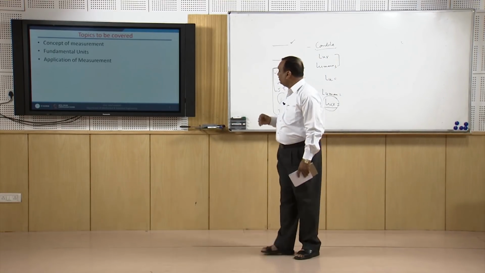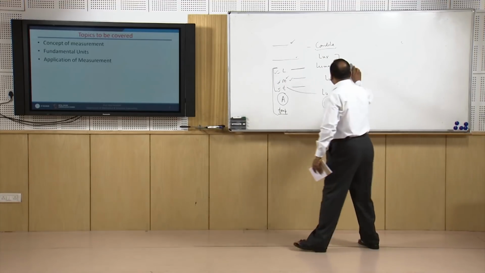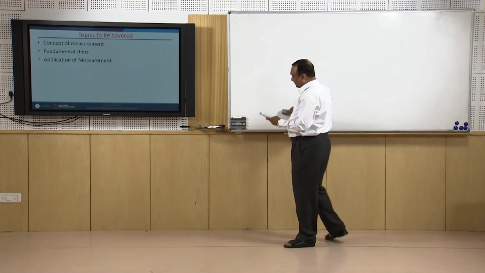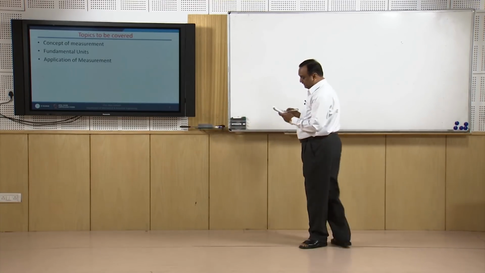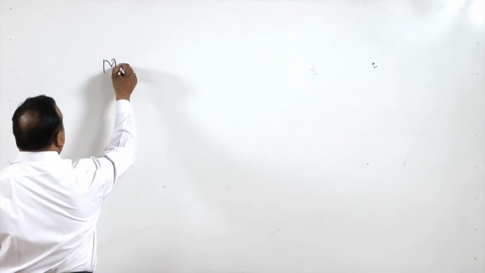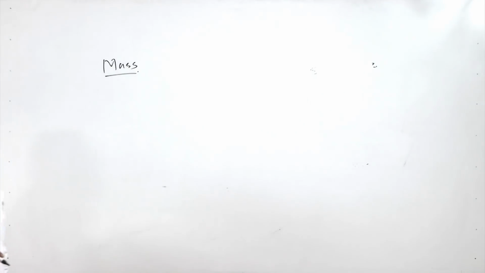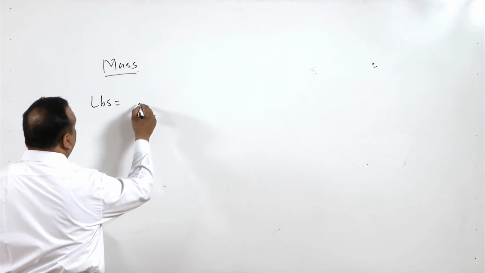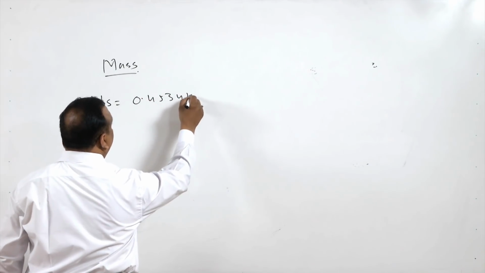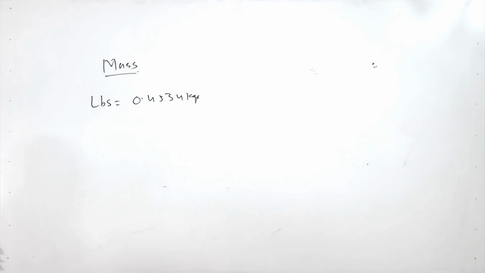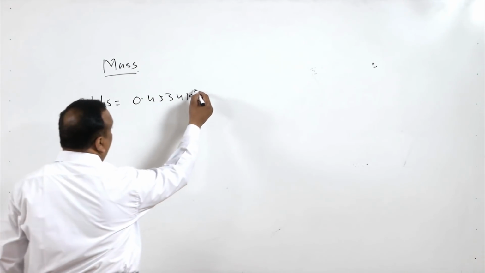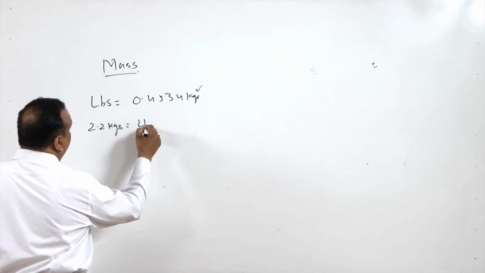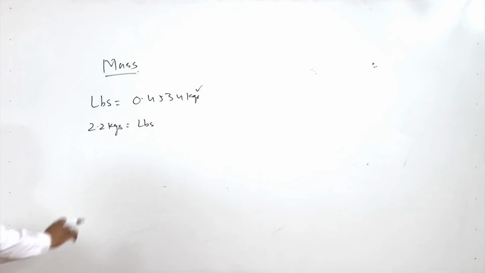Now I will focus on conversion of units from one form to another, which is very important for any engineer. For example, mass. There is a popular unit, pounds. So a pound is approximately 0.4534 kgs, because we are familiar with kilograms only, or 2.2 pounds approximately makes 1 kilogram, right?